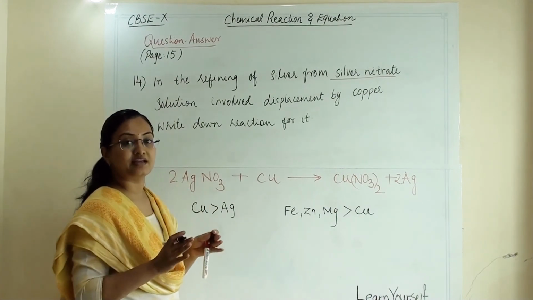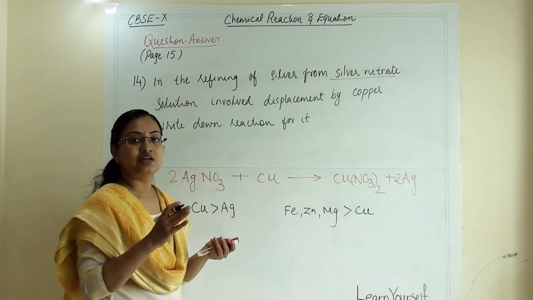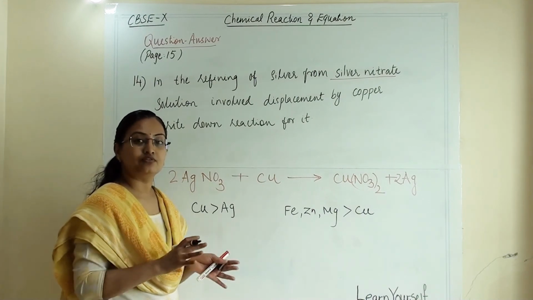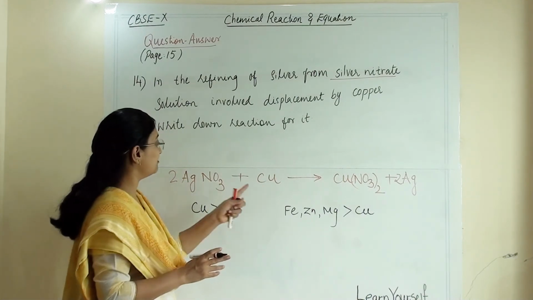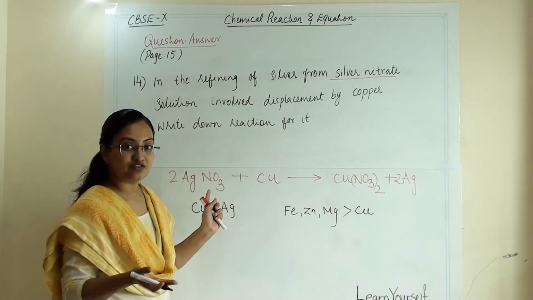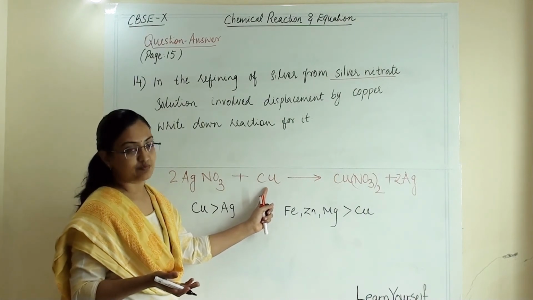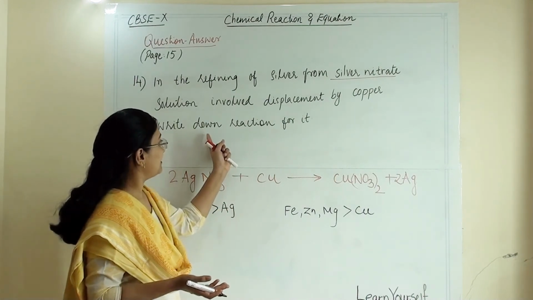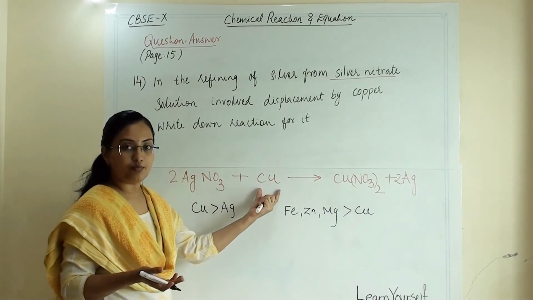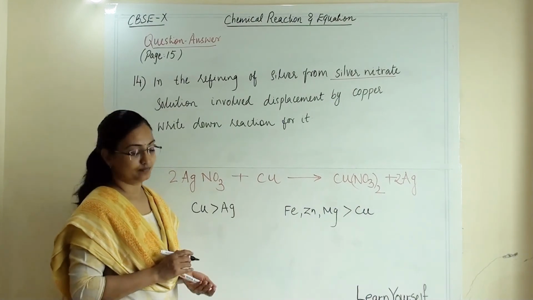Copper is more reactive than silver, and in a displacement reaction what will happen? The more reactive atom will take the place of the less reactive atom. So in the refining process of silver from silver nitrate solution we are using copper as a displacement atom. So this is a reaction, and why are we using copper? Because copper is more reactive compared to silver.